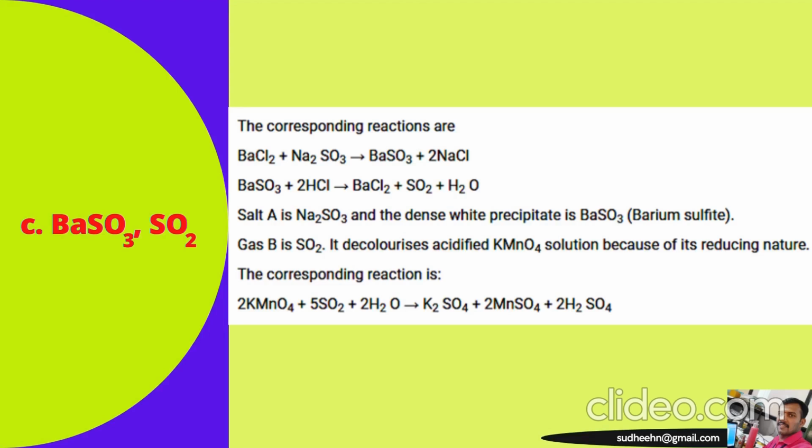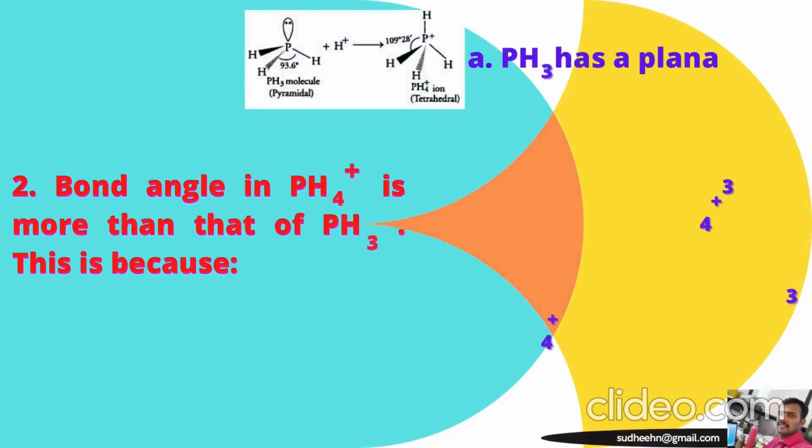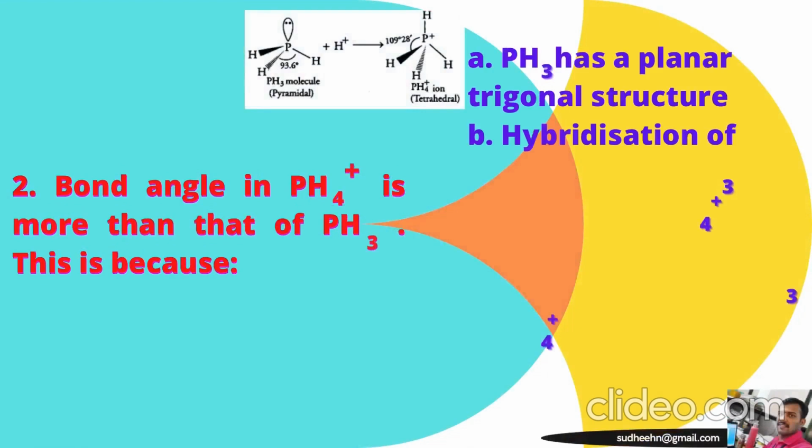Gas B is sulfur dioxide. It decolorizes acidified KMnO4, that is potassium permanganate solution, because of its reducing nature. The corresponding reaction is 2 KMnO4 plus 5 SO2 plus 2 H2O, which gives K2SO4 plus 2 MnSO4 plus 2 H2SO4, sulfuric acid. And question number 2: bond angle in phosphonium ion is more than that of phosphorus hydride.